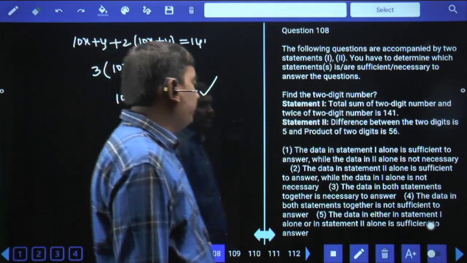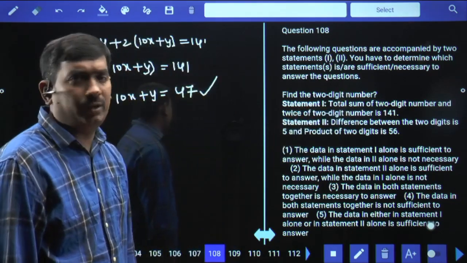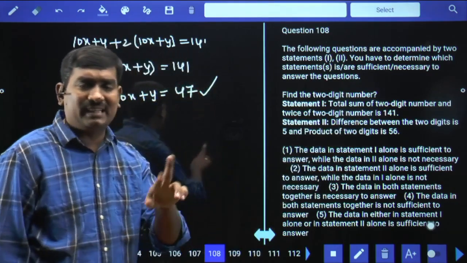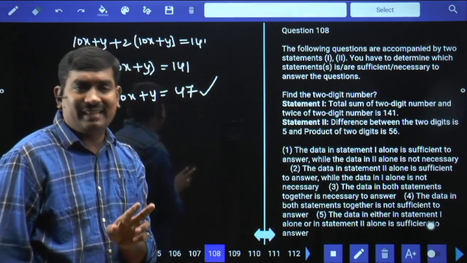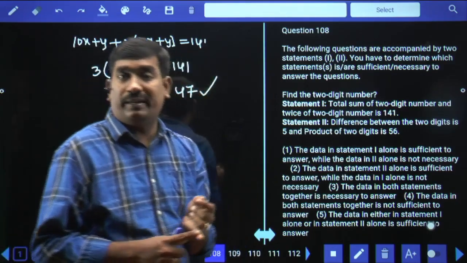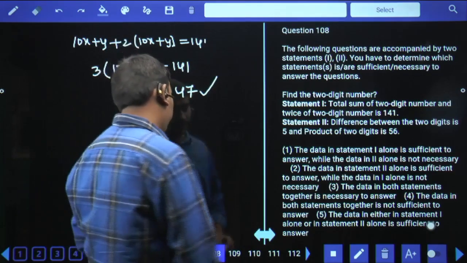The difference between the 2 digits is 5 and the product of the 2 digits is 56. The difference between the 2 digits might be x minus y or else y minus x. I have 2 possibilities, so with the second statement it's not possible to get the answer. The first statement alone is sufficient.